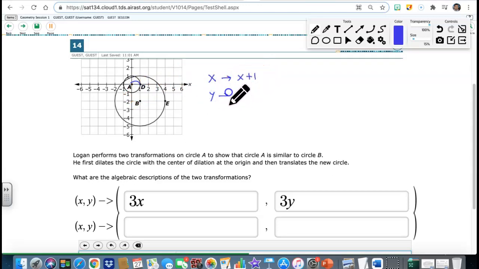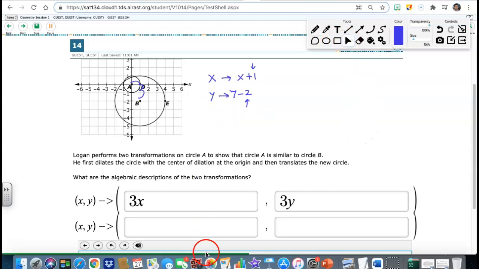I'm moving 1 to the right. My y value, I'm here now. I'm going down. That means I have to subtract. How many steps? 1, 2. So my translation goes from y to y minus 2. So then this means 1 to the right, and this means 2 down because it's on the y-axis.